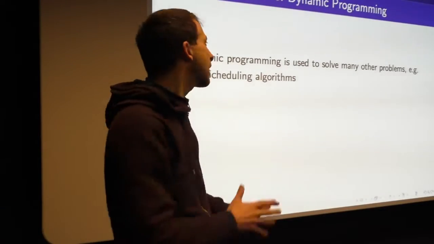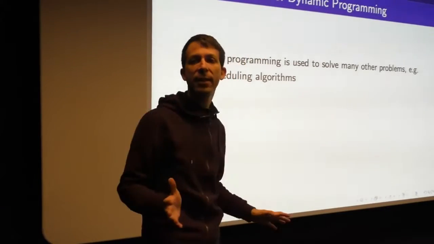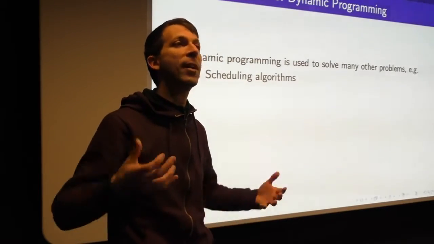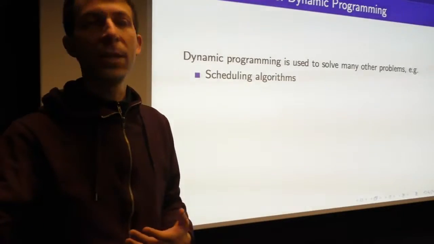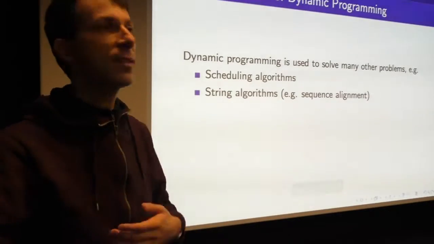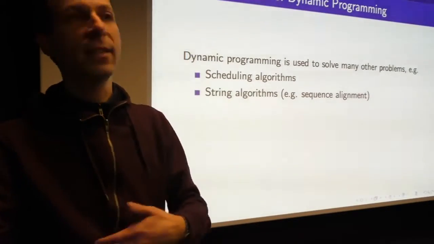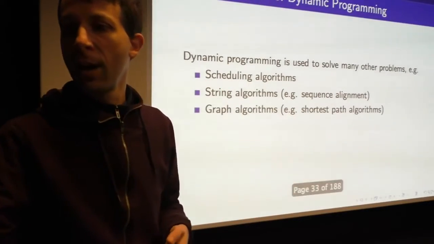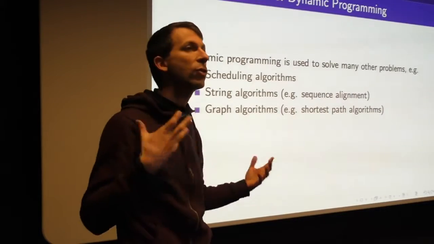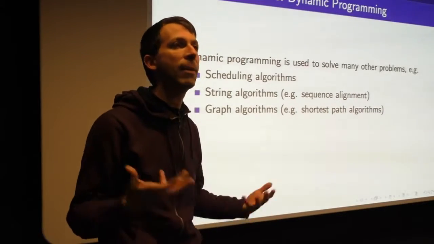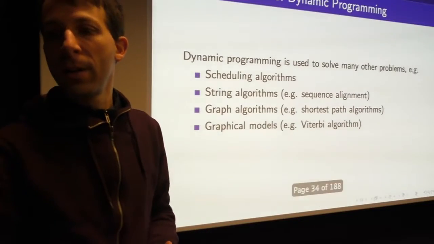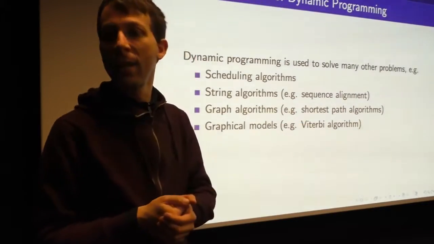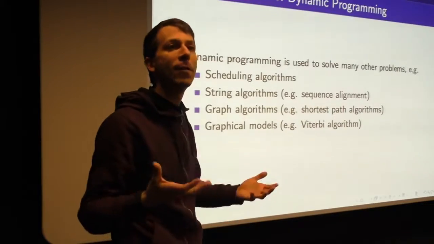Okay, so dynamic programming is very widely used. There's lots of places it gets used. So I just want to not leave you with this sense that dynamic programming is only used for planning and MDPs. It's used in scheduling algorithms. It's used in string algorithms for sequence alignment problems, very popular in bioinformatics. It's used for graph algorithms. If you think of shortest path algorithms, these are essentially dynamic programming algorithms. If you think about graphical models in other machine learning, like we've been doing supervised learning, the Viterbi algorithm is an example of dynamic programming.